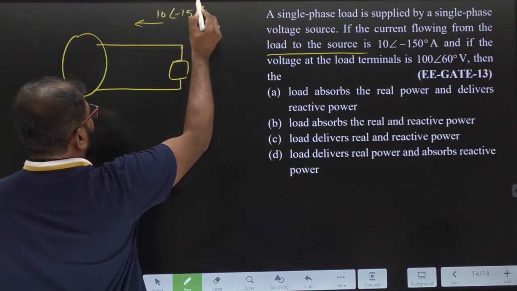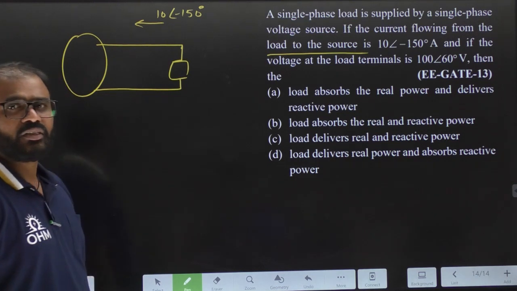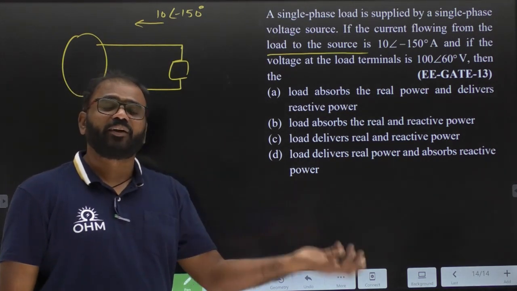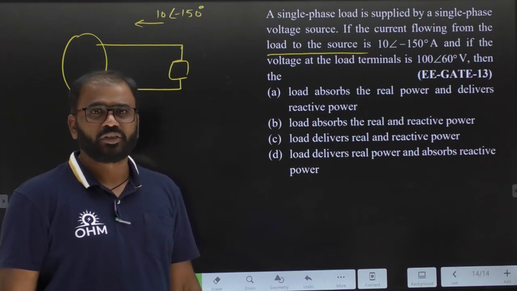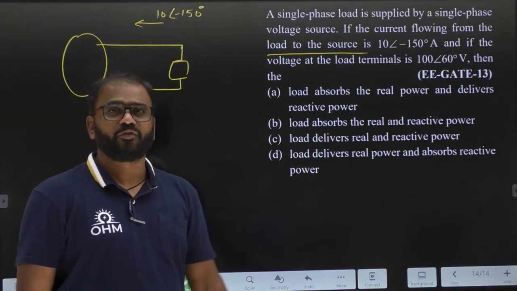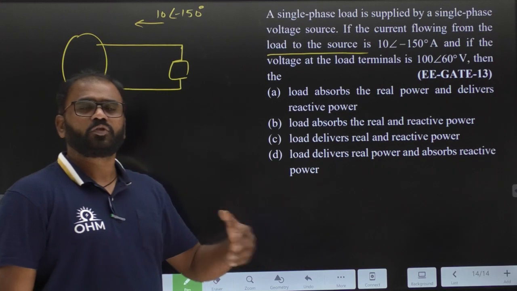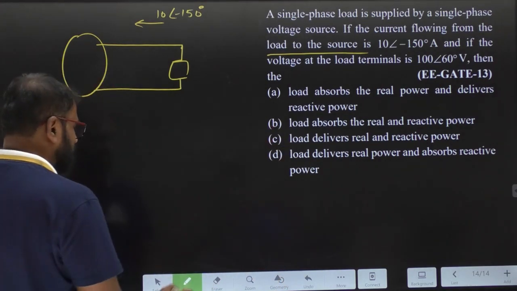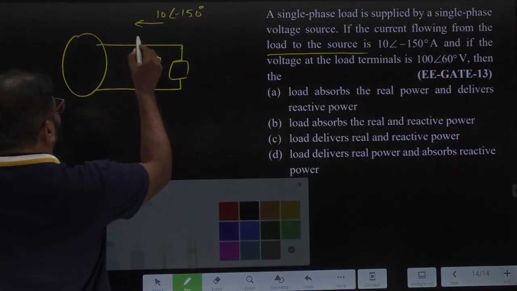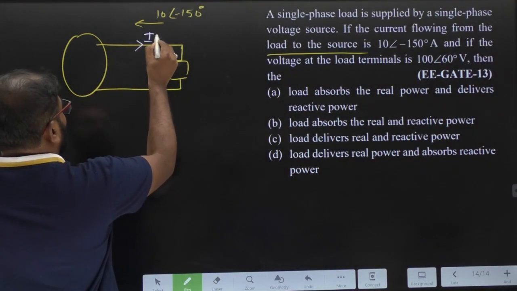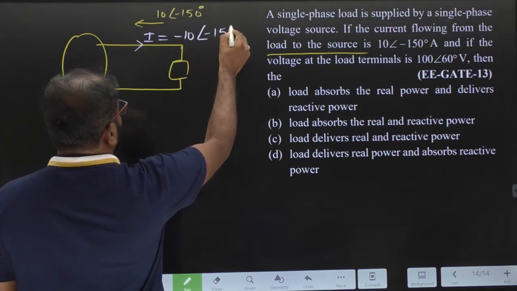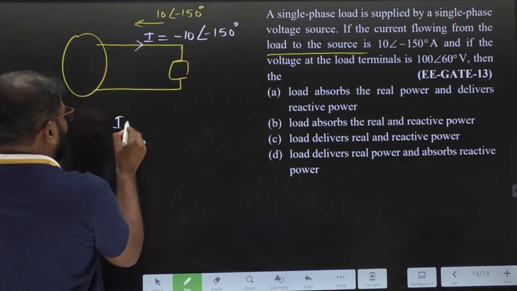But this is opposite to the convention. What is the convention? The load should always take the current from the source. We have to see the load, that is always taking the current from the source. Otherwise the source will supply the current, and the load will draw the current. That is better. That means we want the current in this direction. So this is the current we want. Tell me what is this current? Just minus it, enough.